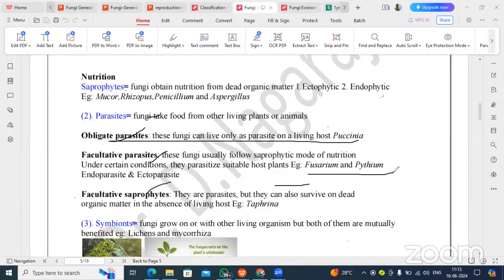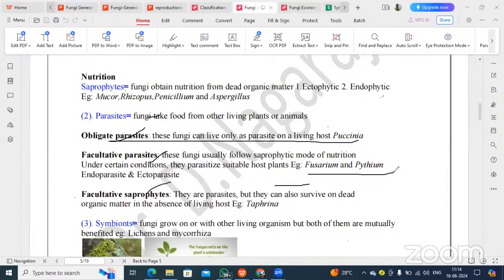If it totally depends upon the host, that is obligate. If it can survive as a saprophyte as well as a parasite, that is facultative. Can we say partially parasitic, sir? Yes, we can say partially. But whenever the specific host is present, only then will it act as a parasite. Otherwise, it usually survives as a saprophyte. If there is no host, it can survive as a saprophyte, no problem at all. Whereas an obligate parasite can't survive without the host. Have you understood? Yes, sir.